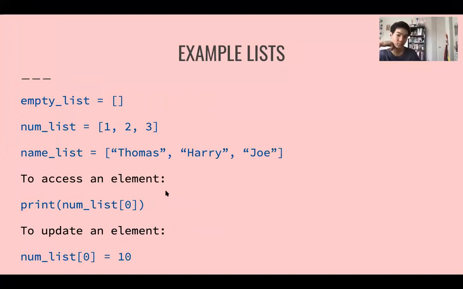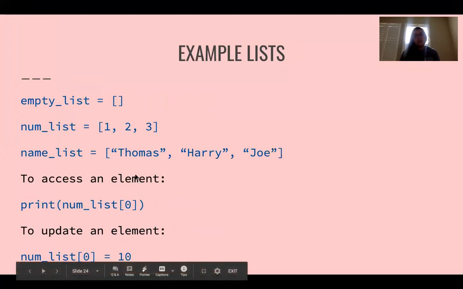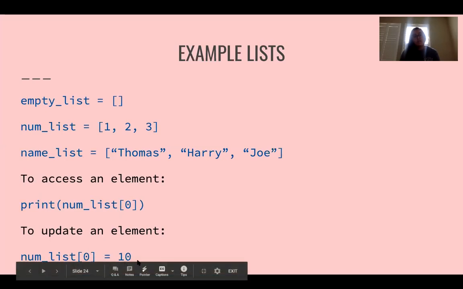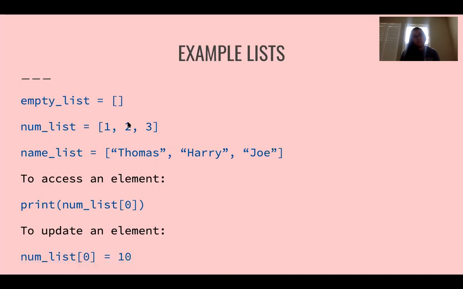So to access an element, you're going to use 0-based indexing. So this num list 0 would access the element 1. And then you can update the elements of a list. So you could have num list 0 on the left side of the assignment operator and assign it to 10. So this would change this list to be 10, 2, and 3.